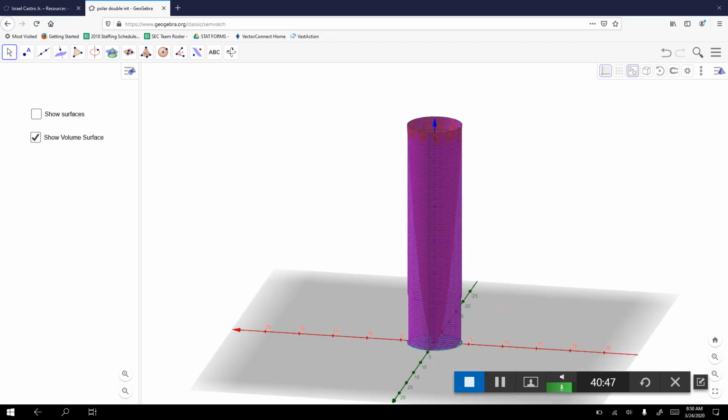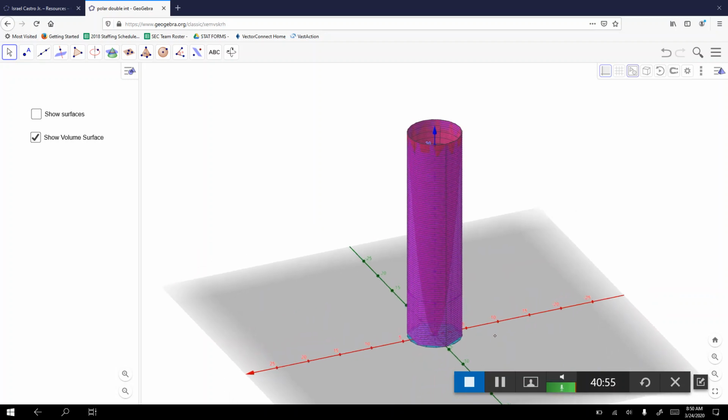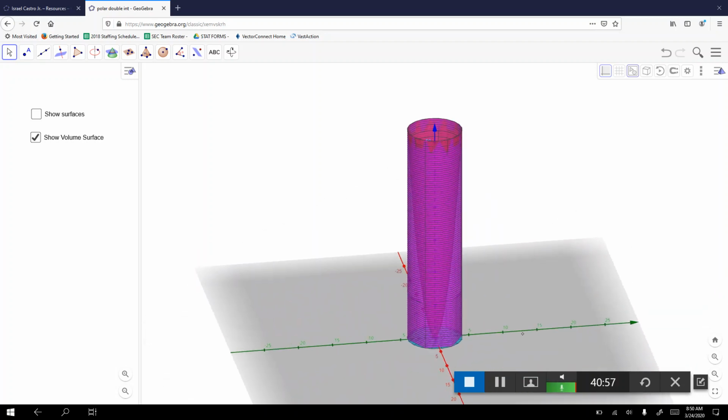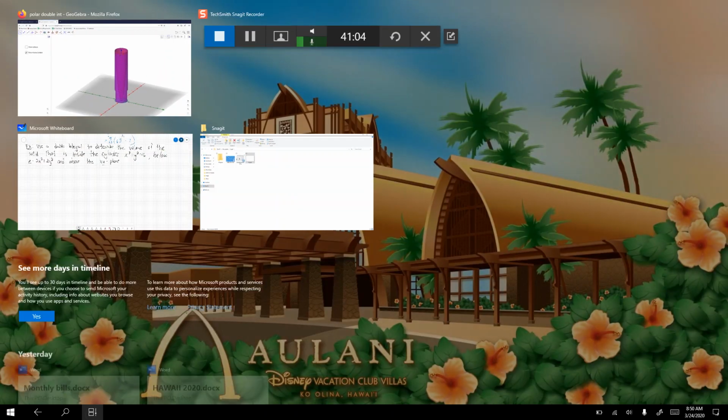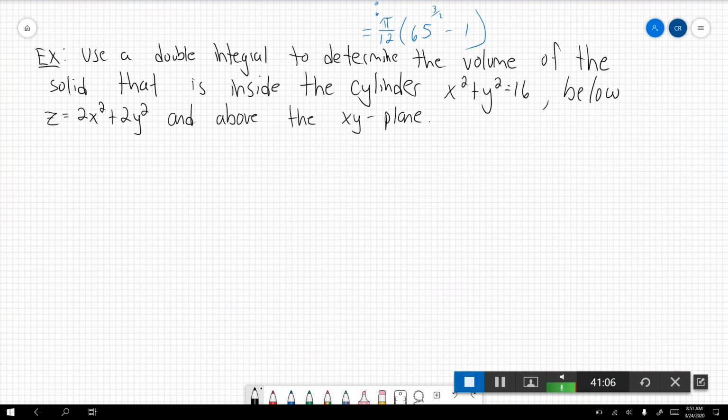All right, so we want the volume that's captured inside of the cylinder, but outside of that paraboloid, but still above the x and y plane. So we can see this figure that will get us some sort of volume here, and that's what we want to figure out. So let's look at this domain-wise. We want to figure this out, so let's start drawing this domain.